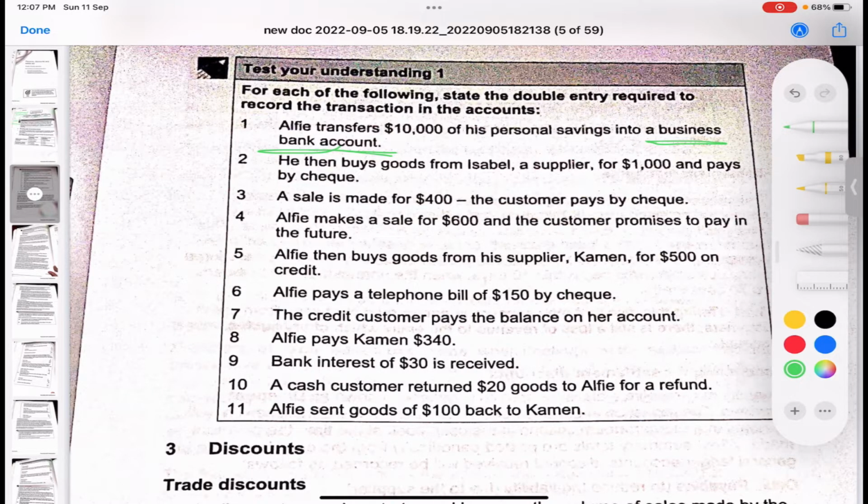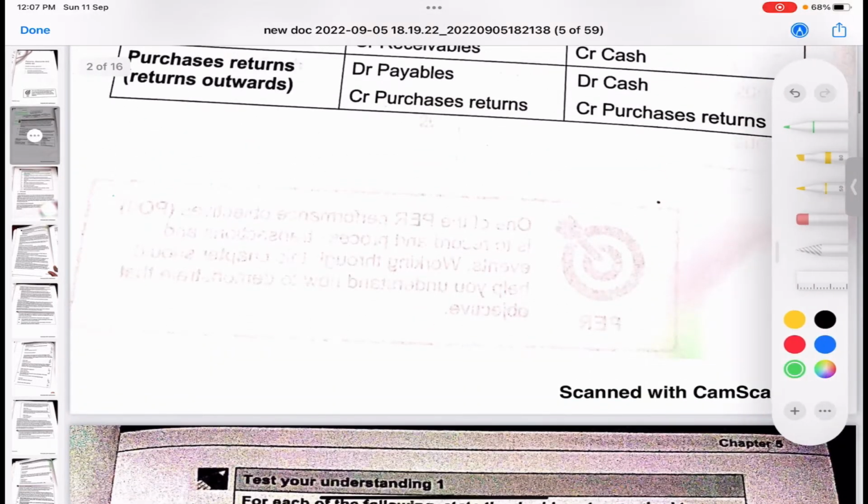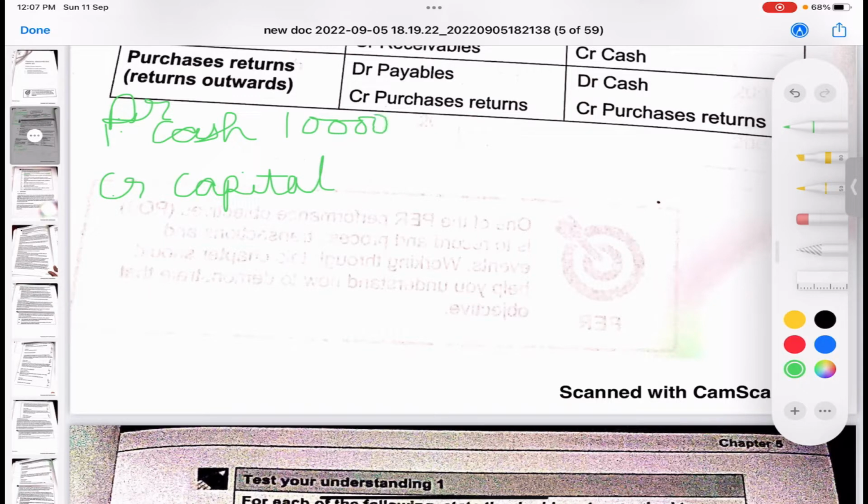So by this transaction, what is happening? The cash is increasing in the business and the capital is also increasing. So what is the journal entry? The journal entry is cash account gets debited and capital account gets credited. By how much? $10,000. Okay, let's see the second question.